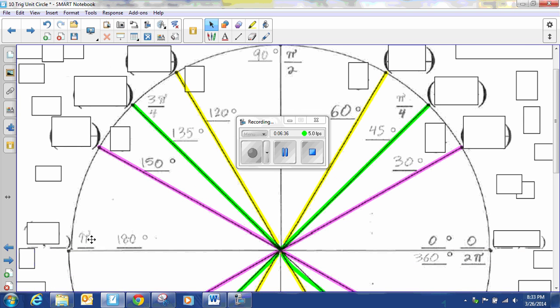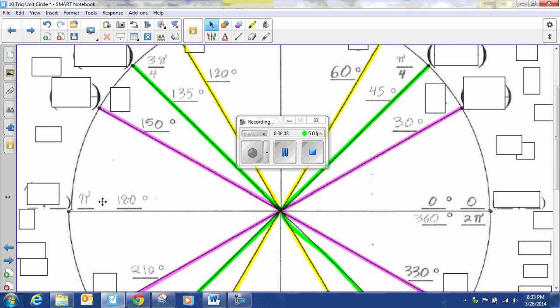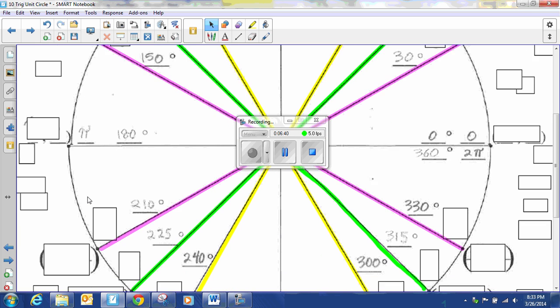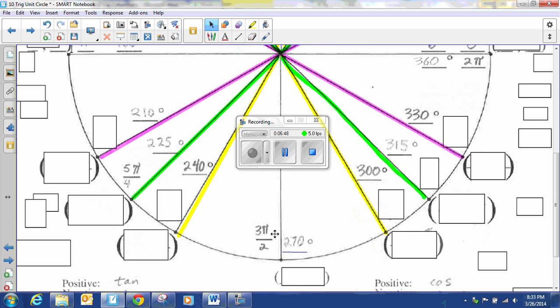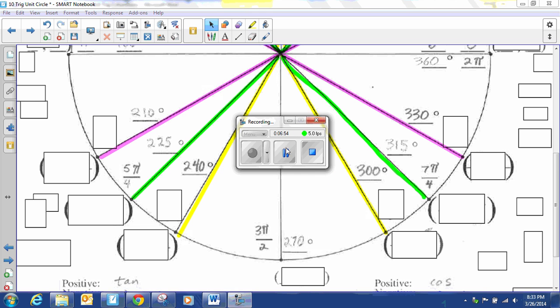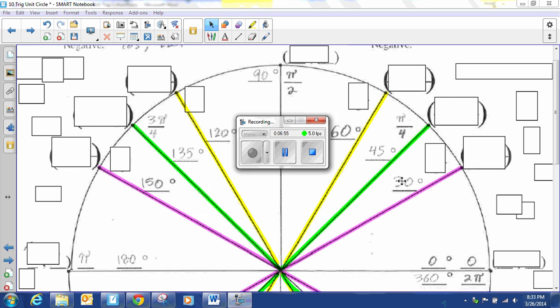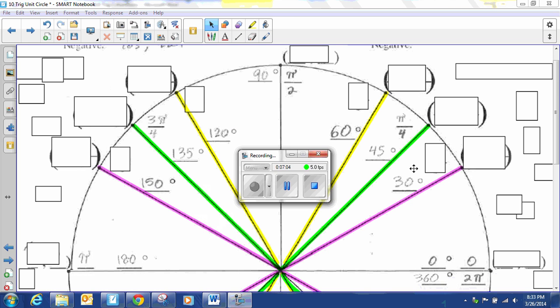Moving down over here, we have 4/4 pi. 4 over 4 reduces to 1, that's why we have 1 pi. Here's 5/4 pi, 5 pi over 4. 6 pi over 4 reduces to 3/2 pi. And over here we have 7 pi over 4. Okay, the medium bow tie is done for radians. Now let's look at 30 degrees. And as a matter of fact, we'll just go around and do all the missing radians.